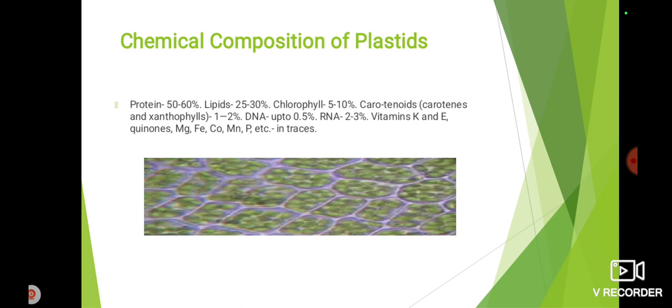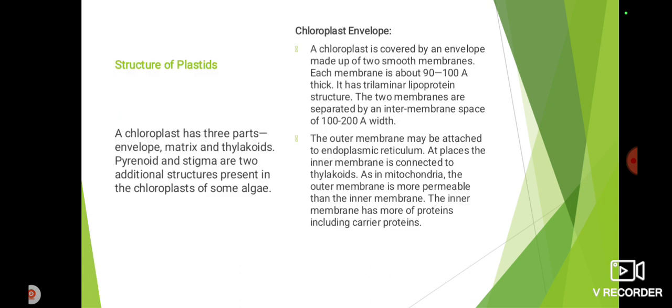Now, structure of plastids. Coming into chloroplast, they have three parts: envelope, matrix, and thylakoids. Pyrenoid and stigma are two additional structures present in some algae.